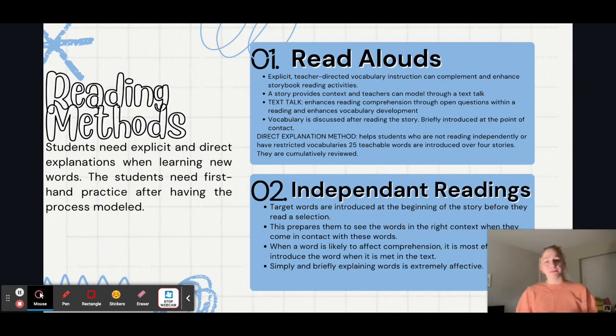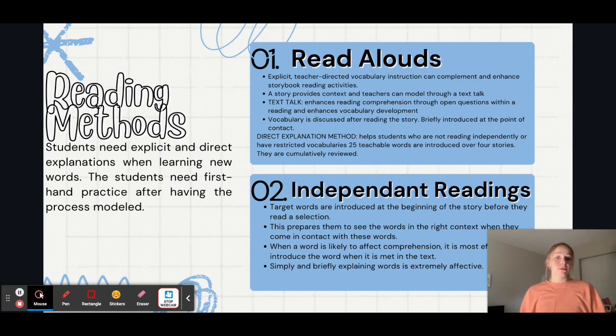The next reading method is independent reading. These target words are going to be introduced at the beginning of the story. The text talk is going to be introduced at the end of the story. I kind of messed up a little bit on that, but the independent reading words are going to be introduced at the beginning of the story, because if a student is reading independently and they come across a word that you haven't gone over with them, then they're just going to breeze over it and they might miss the entire context of that passage, because vocabulary is also kind of a gateway to reading comprehension, and you have to know your words to be able to read the story.